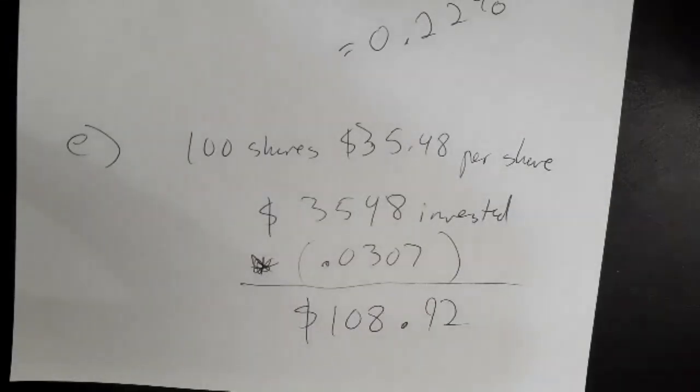E is 108.92, is how much you're going to make off the dividend yield.